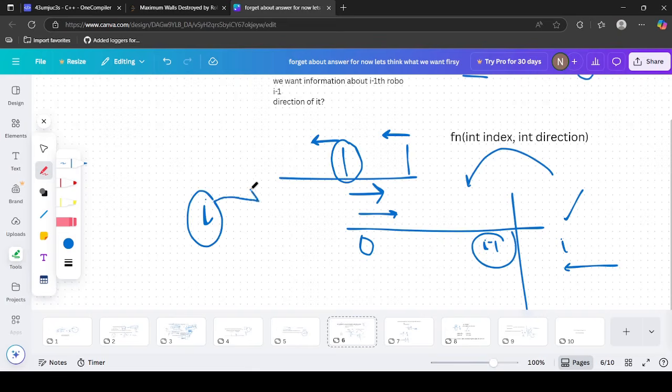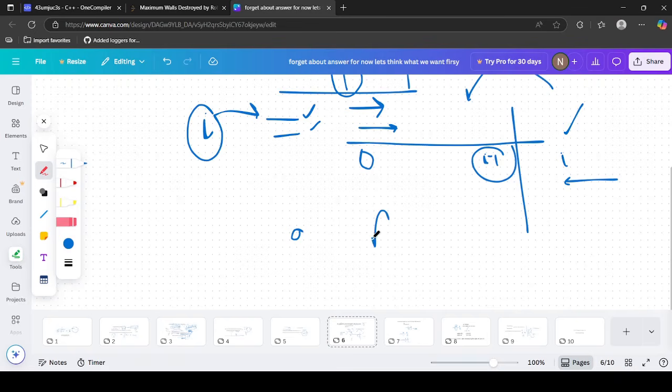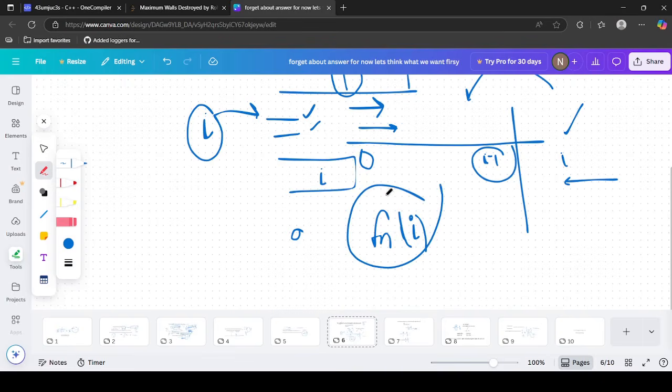Given the index, we can maintain two states, two types: the robot chosen in the right direction and chosen in the left direction. So for example, we have a function of I. What does function of I return? It should return the maximum answer possible when thinking about robots till robot I. So only function of I is sufficient, but it is better to keep the function of index and direction, so that we can leave the choice of direction as a parameter itself.